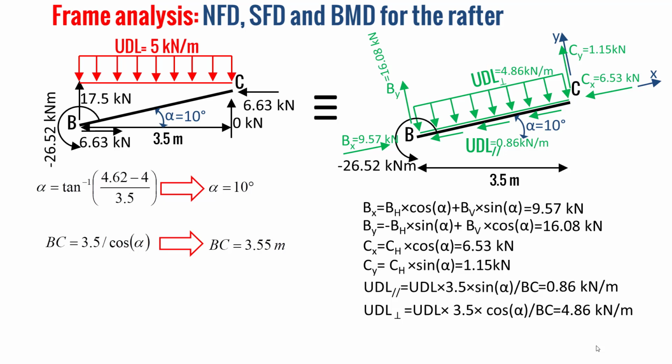And the UDL perpendicular is determined in the same way as 4.86 kilonewton. Now we have our rafter subjected to Bx, By at B and Cx, Cy at C, and UDL perpendicular and UDL parallel along the rafter BC.